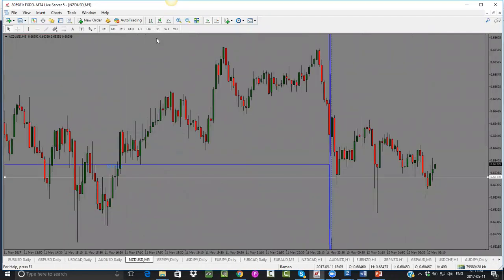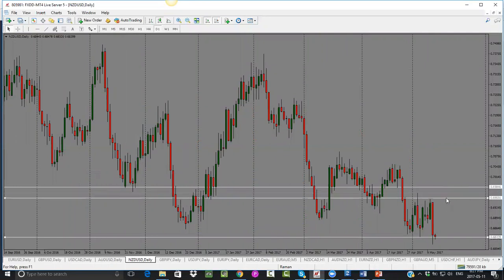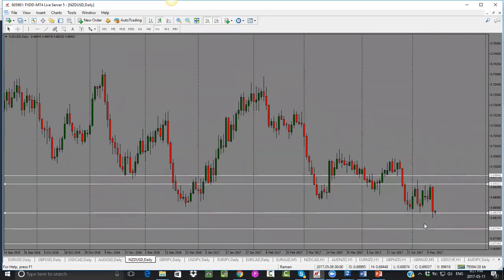So let's take a look at New Zealand here as well. New Zealand, we had a big drop as a result of the Reserve Bank there. And now we are into an important level here. So this is a big bearish candle. So based on the daily close, the bias would be to the downside.